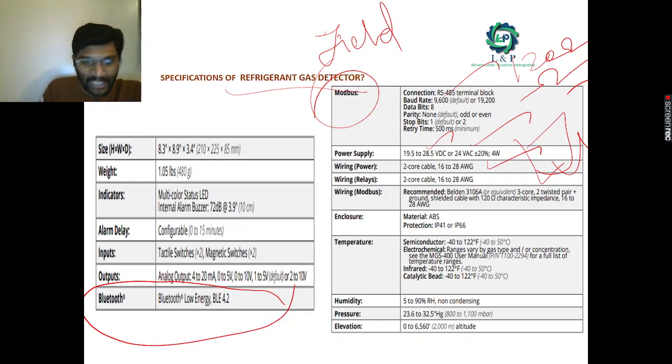We have a relay output for the buses, and also analog outputs. Basically, for the analog outputs, if you want a current output, you can take 4 to 20 milliamps, or you can take 0 to 5 volt, or 0 to 10 volt. But by default we will have a 1 to 5 volt, or sometimes a 2 to 10 volt.